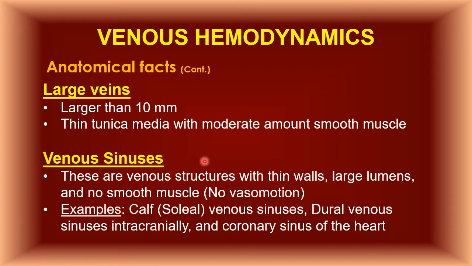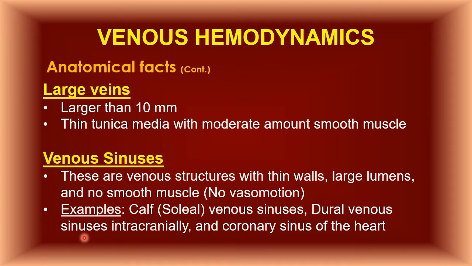Also, we have the venous sinuses. Venous sinuses are a particular or specific kind of vein in our body. These are venous structures with thin walls and a large lumen, and importantly, they have no smooth muscles, no vasomotion. So the tunica media is very thin. They are mainly made of tunica intima and tunica adventitia and almost no muscle layer. That's why they are capacious. They can extend and stretch.